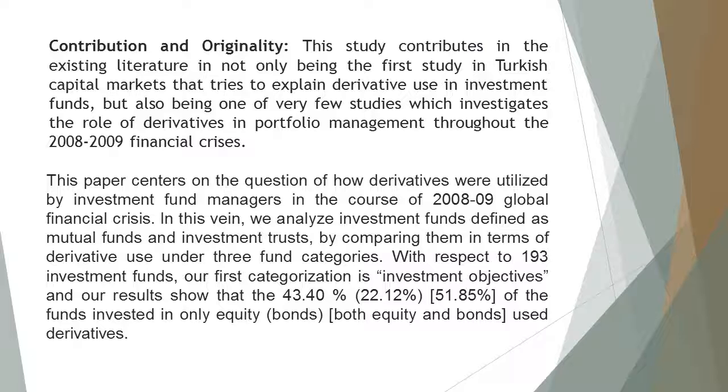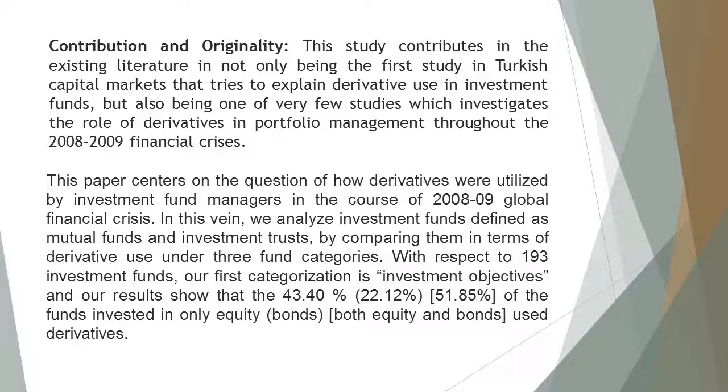This paper centers on the question of how derivatives were utilized by investment fund managers in the course of the 2008-09 global financial crisis. In this vein, we analyzed investment funds defined as mutual funds and investment trusts, by comparing them in terms of derivative use under three fund categories.